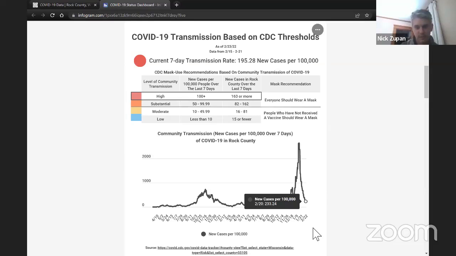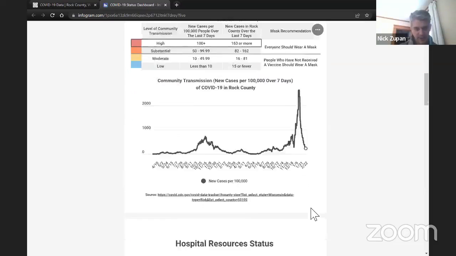Most recently, I think the data is from this Tuesday. We had 11 patients in the hospital getting care for COVID-19, and that is a significant decrease from what we had seen just a few weeks ago. So again, the numbers are moving in the right direction, and we're seeing fewer and fewer severe cases of COVID-19.